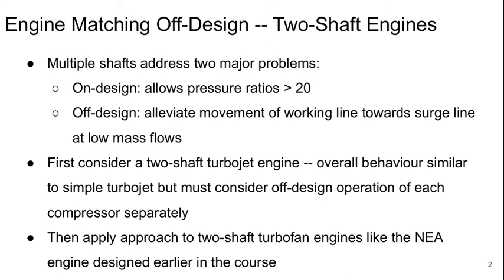So having multiple shafts, again, the reason to do this addresses two major problems. On design, it allows you to go to pressure ratios greater than about 20. And off design, it allows you to alleviate the movement of the working line towards the surge line for the compressors at low mass flows. So first we'll consider a two-shaft turbojet engine. The overall behavior is similar to the simple turbojet, but we need to consider the off-design operation of each compressor separately. Then we'll apply that same approach to a two-shaft turbofan engine like the ones we designed for the new efficient aircraft earlier in the course.